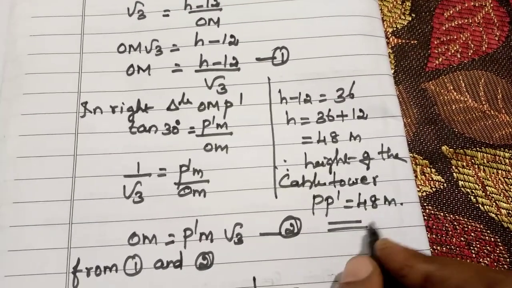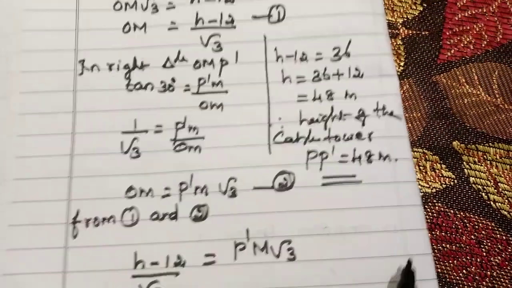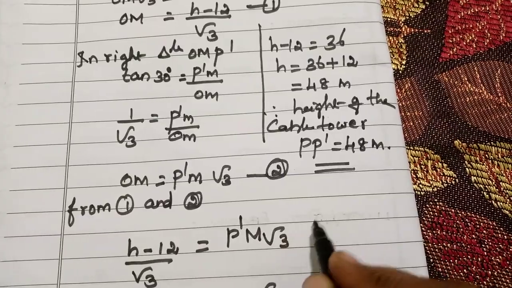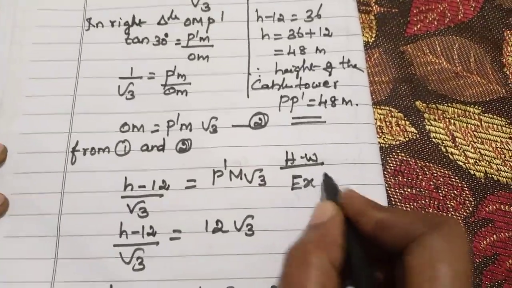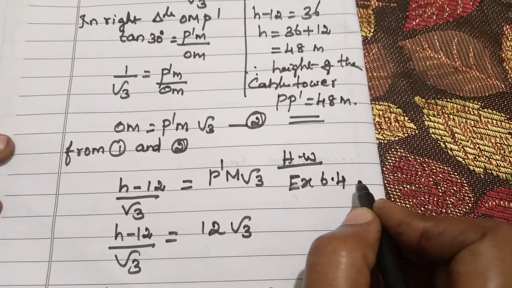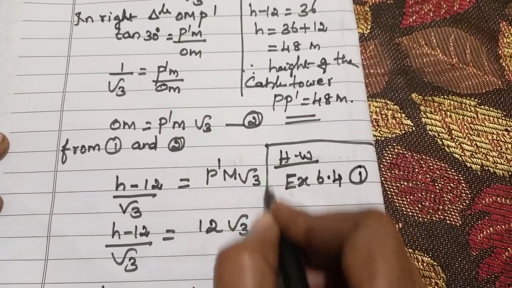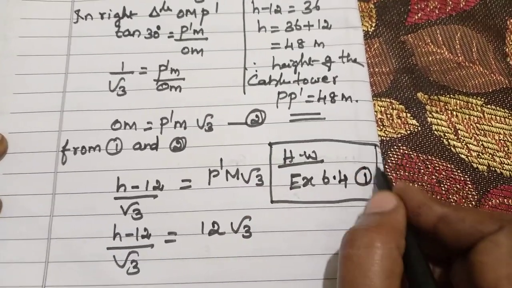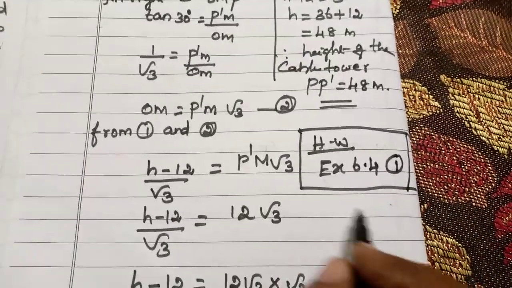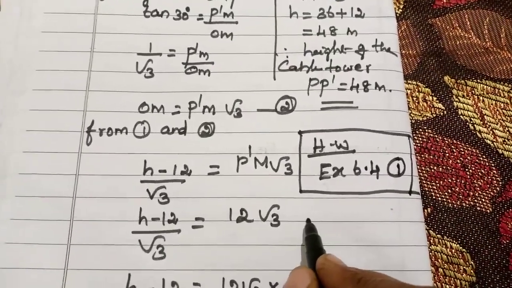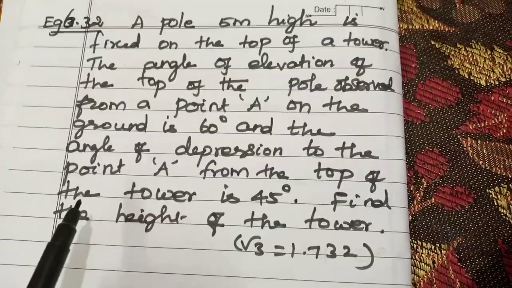Understood, students? Next, in the same way, you have one homework question. That is homework exercise 6.4 first question. The same method only, easily you can do. The diagram also will come the same way. Complete it. Next, let's write example 6.32.